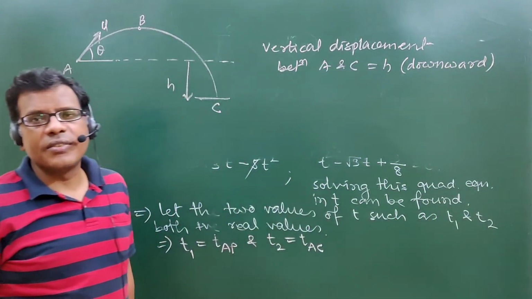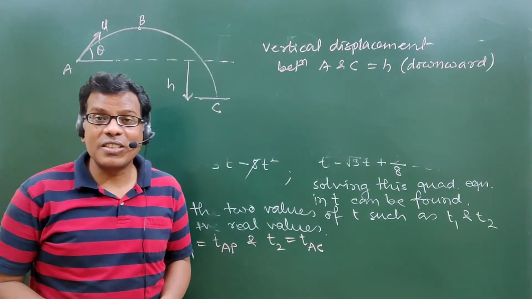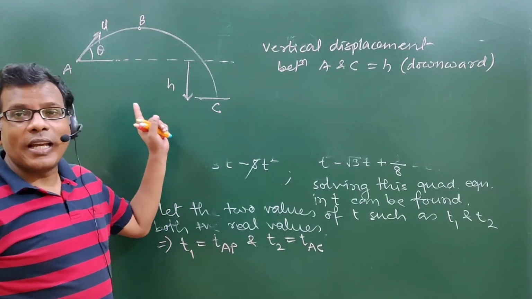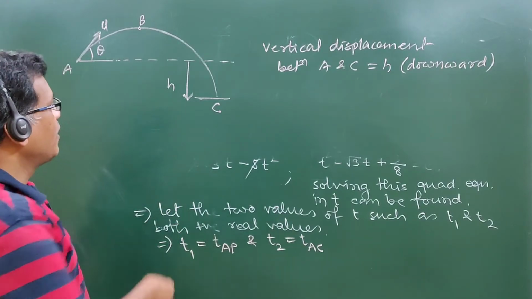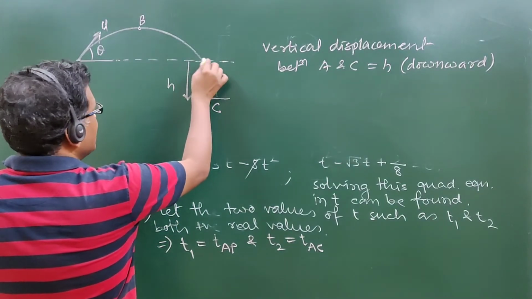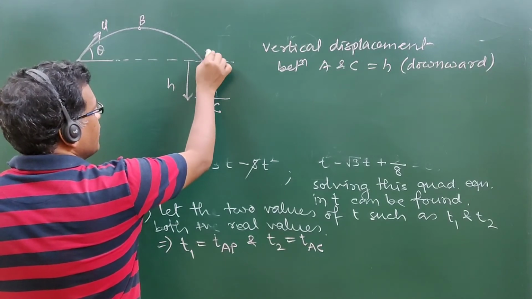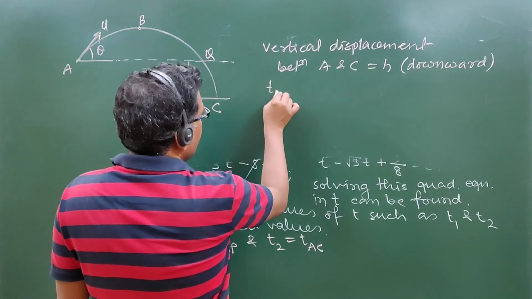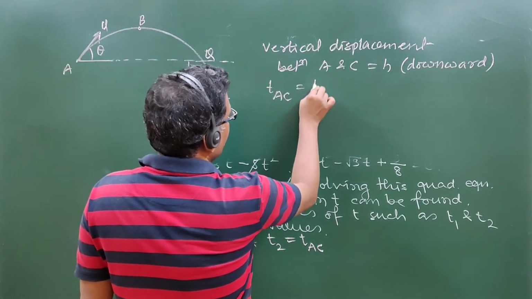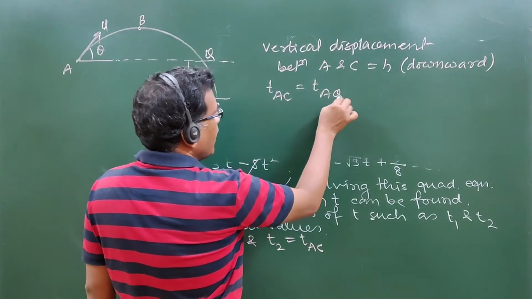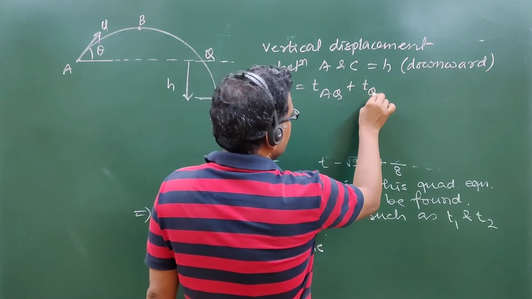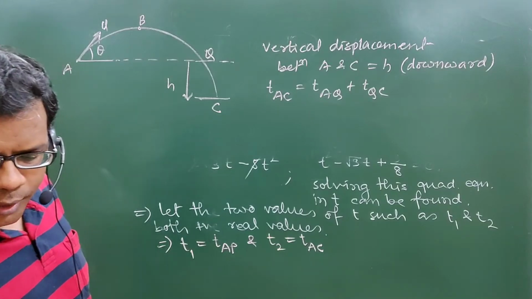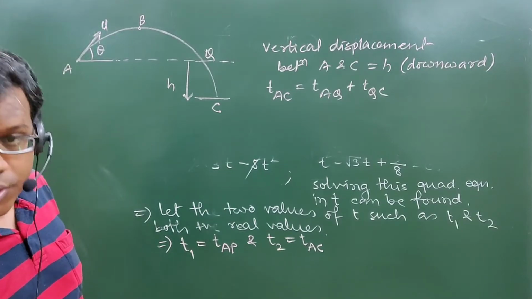So using this vertical separation, again we can find out the time of flight. You can do it in two ways. For example, this time I am considering this is some point Q. So the time of journey from A to C, you can write down, is TAQ plus TQC.